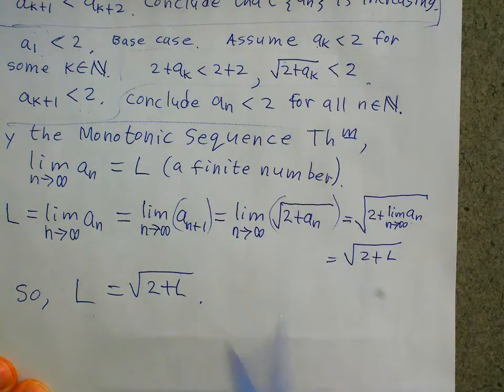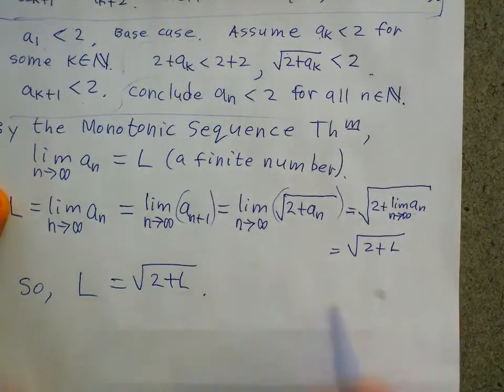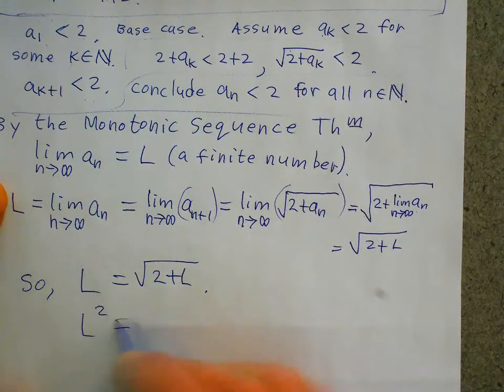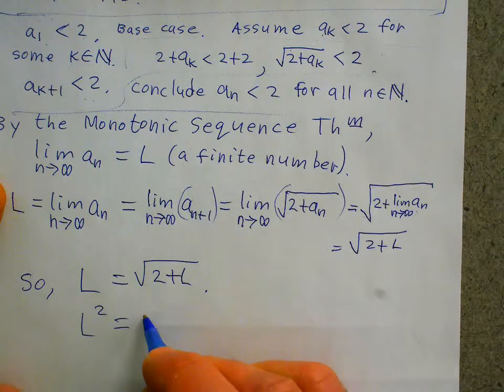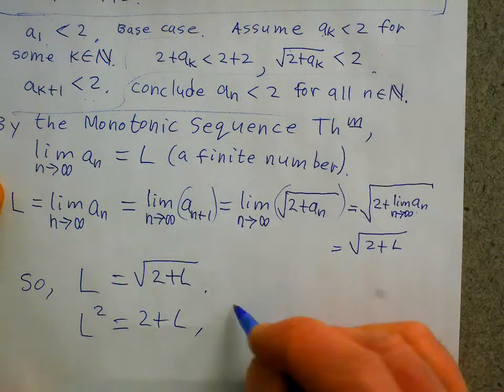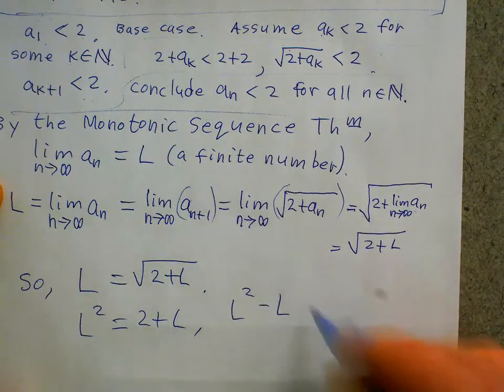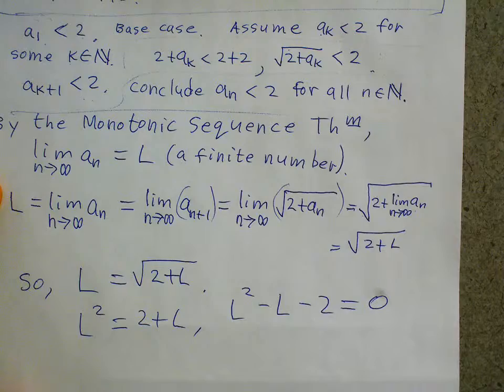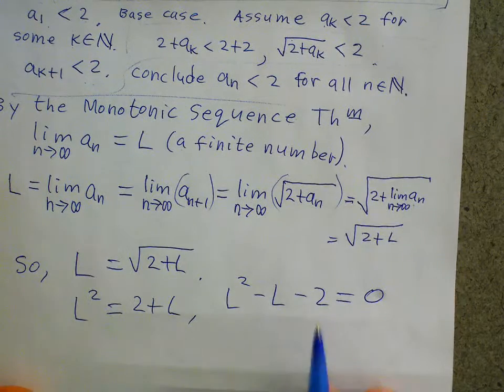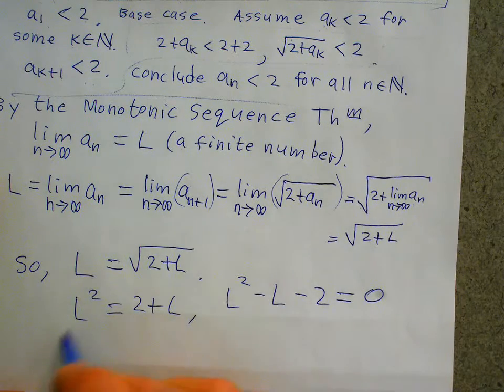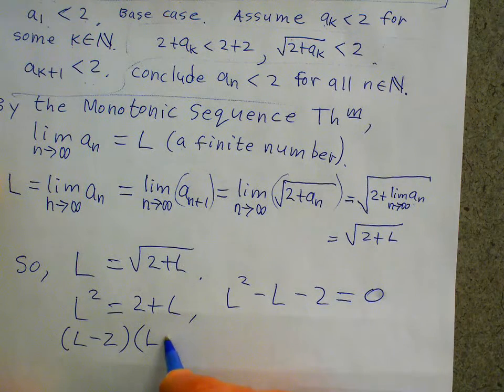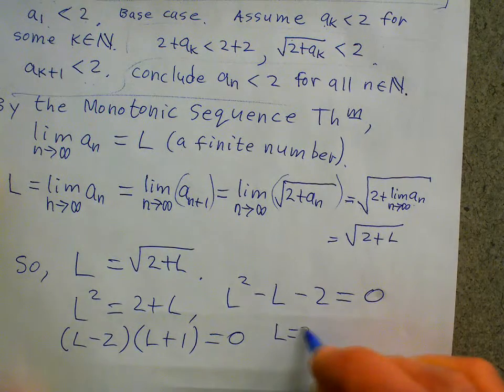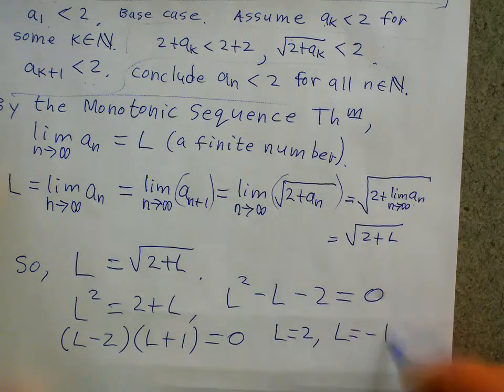But we can square both sides to get rid of the square root. So L squared is equal to 2 plus L. And we just have a quadratic equation in the variable L, and we can solve this by factoring. So one factor is L minus 2. The other factor is L plus 1. This equation has 2 solutions, L equals 2 and L equals negative 1.